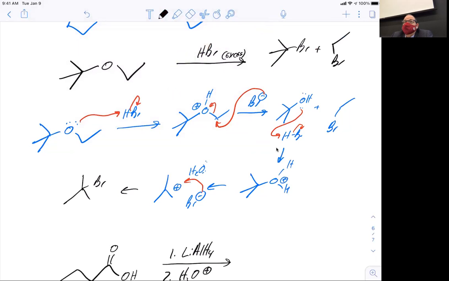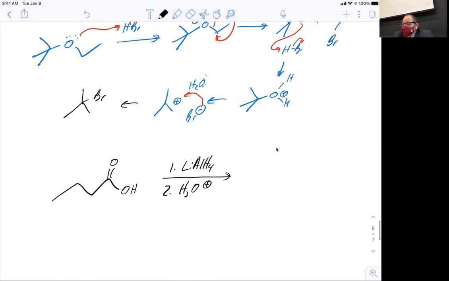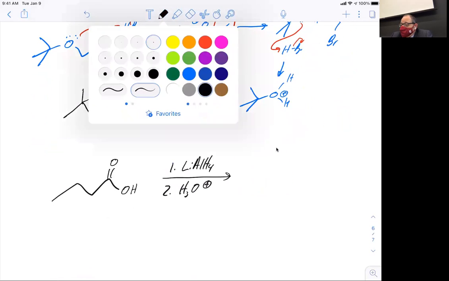Questions about this one? You can do one equivalent. Okay, so it could do one equivalent, and then you need to know which side is going to end up with the alcohol and which side would end up with the alkyl halide. Last one, we get a reduction.